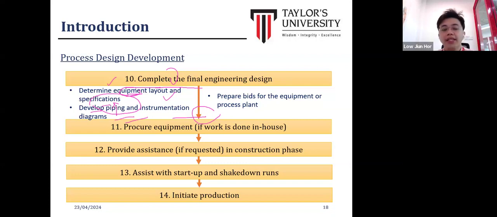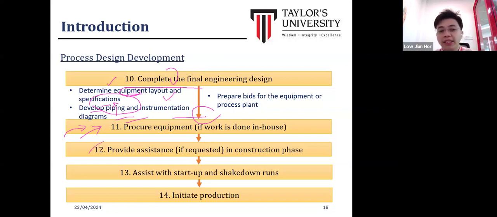Sometimes, normally as engineers, especially chemical engineers, we need to cooperate with other engineers who come from different disciplines or backgrounds. Sometimes they will call a meeting and ask you to sit down together with them to further discuss your design and your drawing. In that case, you might need to provide some assistance and information to support them in completing the construction.